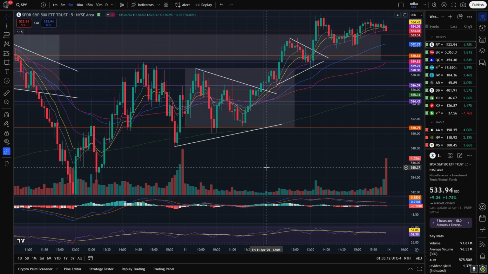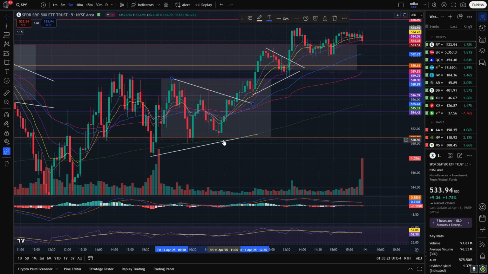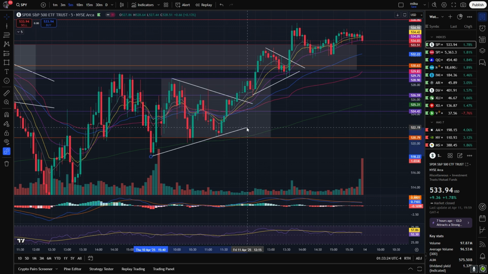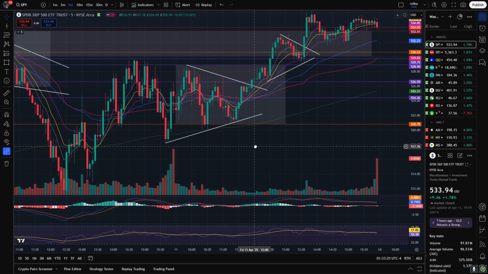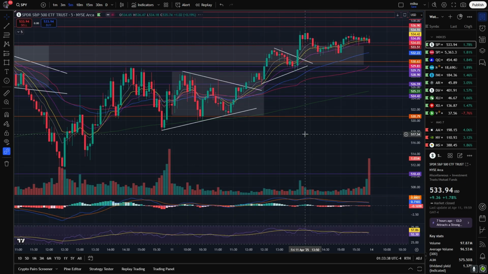Anyways, let's get into my trades now. As you can see right here, I have my ORB zone, I've got my pre-market levels, and then I've got this wedge set up right here. Let me fix this real quick. Got my wedge set up right here, and this wedge is also formed on QQQ, as you can see right here. So it was just an overall wedge on the market.